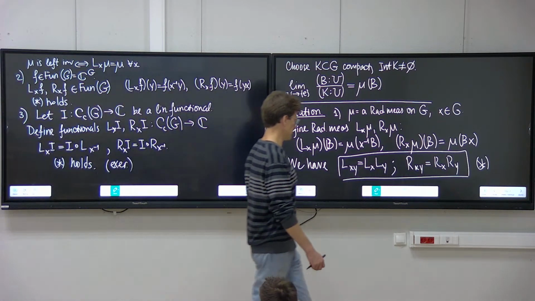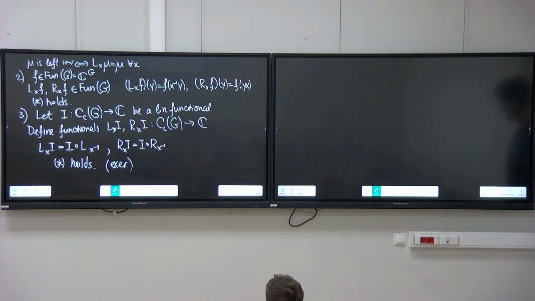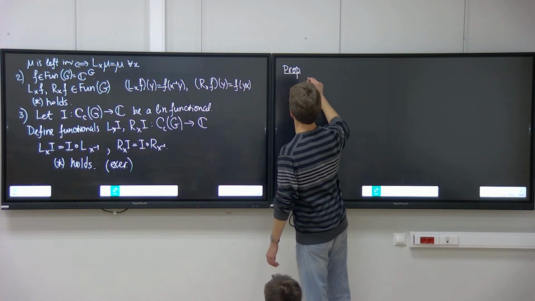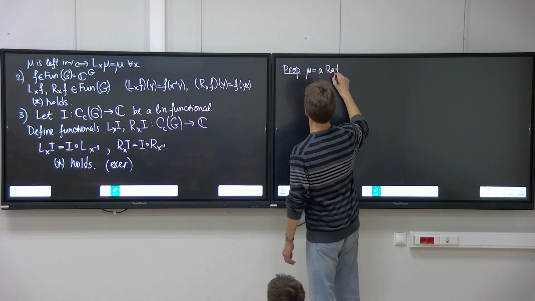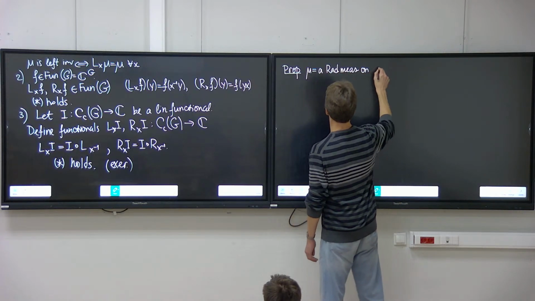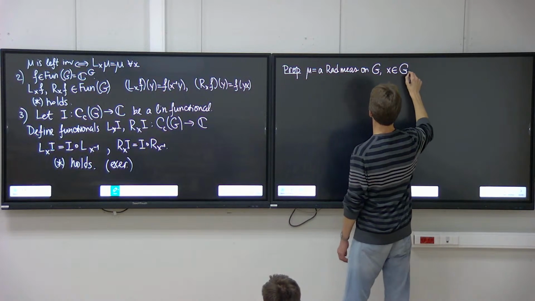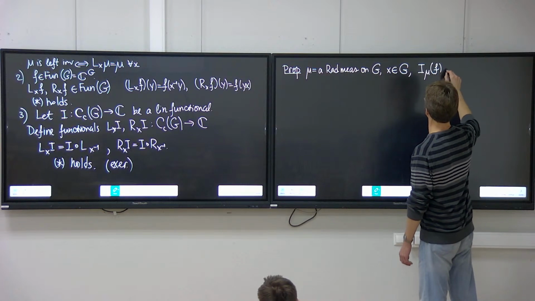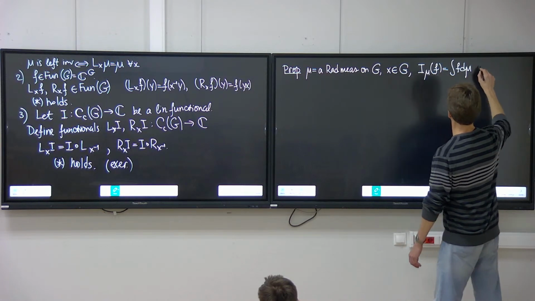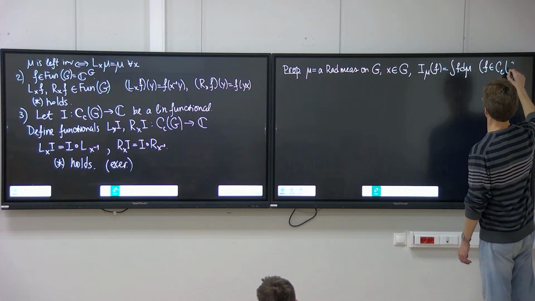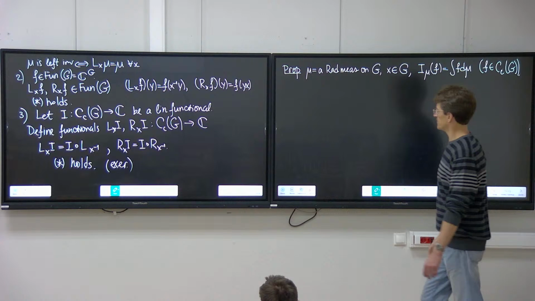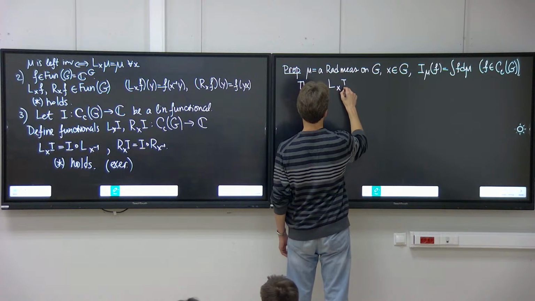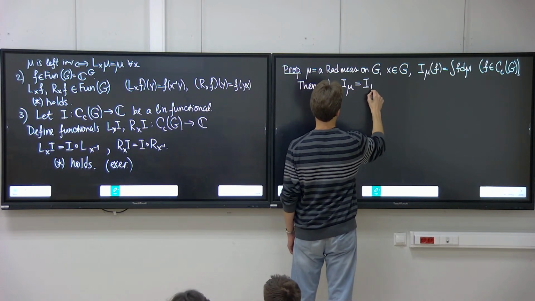Now we'll get the following simple relation between translates of measures and functionals. The following simple proposition. Suppose that mu is a Radon measure on G, x is a point in G, and I mu is the respective integral, the integral with respect to mu. I claim that the left translate of this functional is nothing but the integration with respect to the left translate of mu.